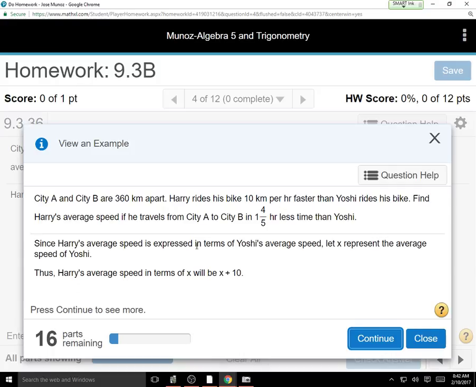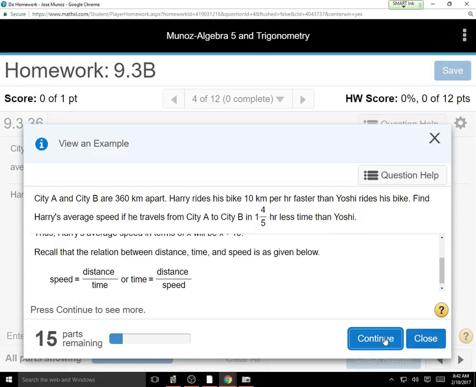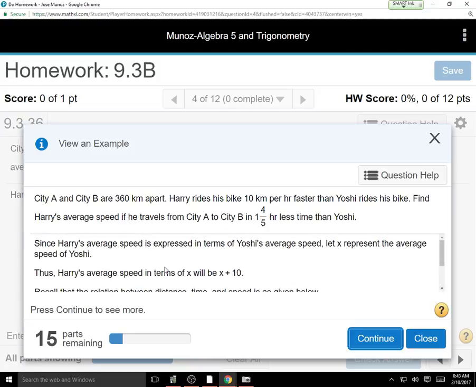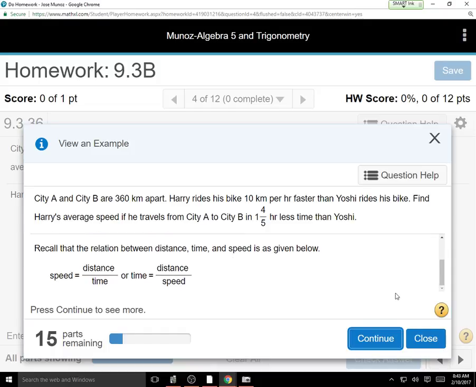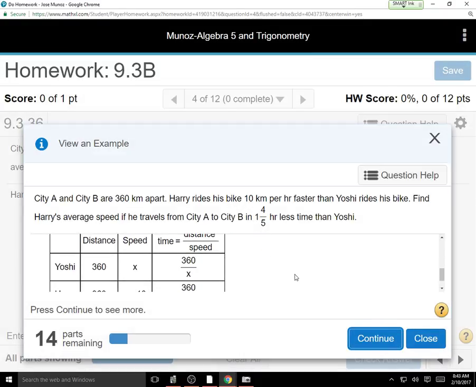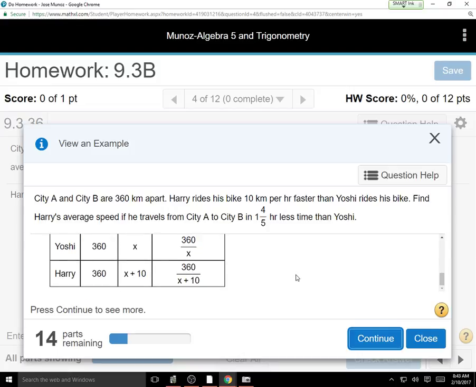Since average speed is expressed in terms of Yoshi's average speed, and let x represent that, which we did. Wait, for mine it was 240 over x minus 240 over x plus 10 equals 6 over 5. Okay, give me a second. We have the average speed as this, and then we know that 360 over x minus 360 over x plus 10 equals 9 over 5. So they didn't differentiate between whose rate and whose speed it was.